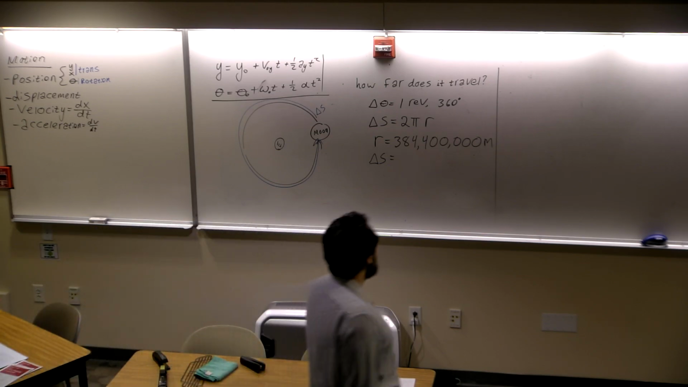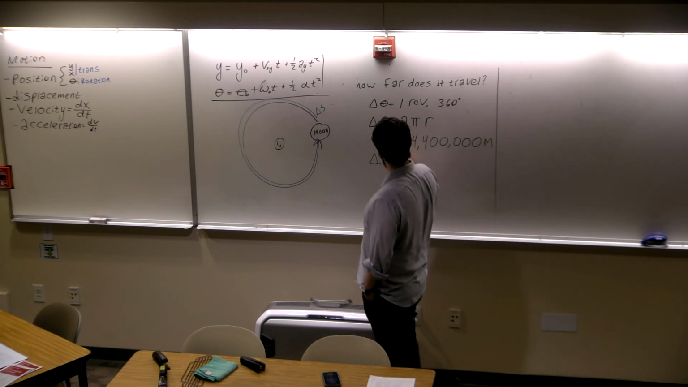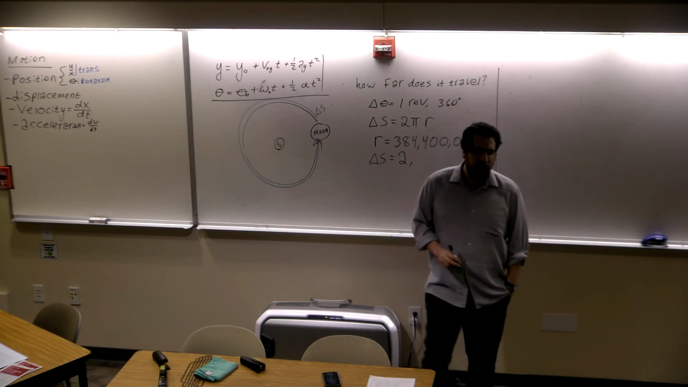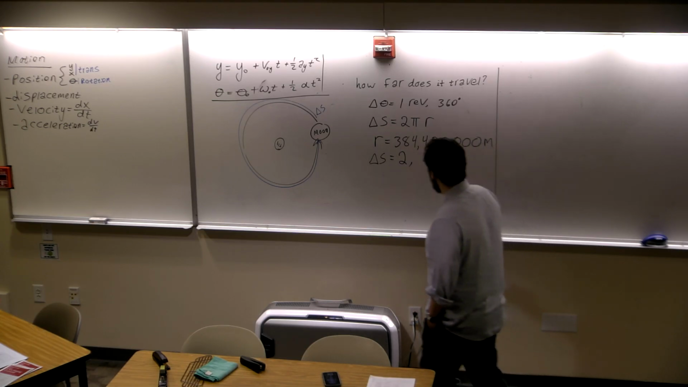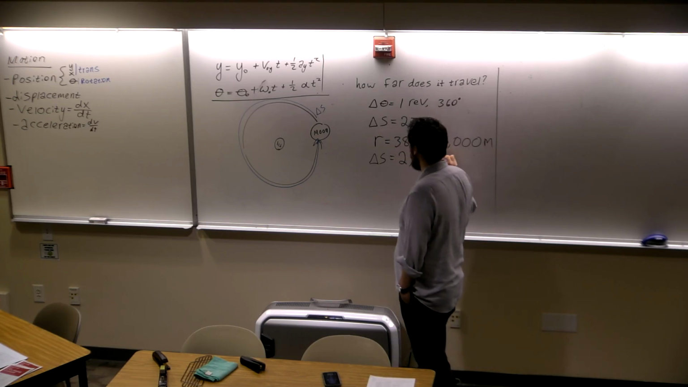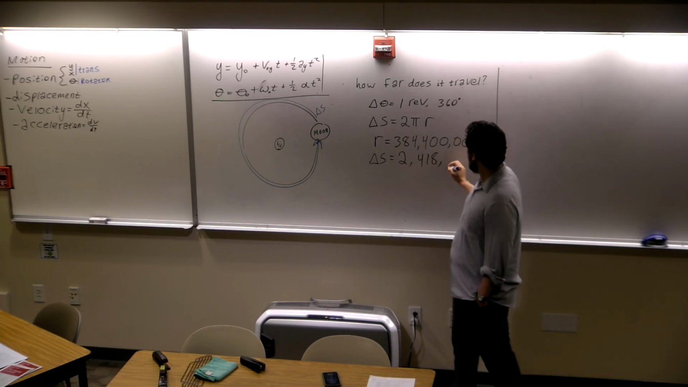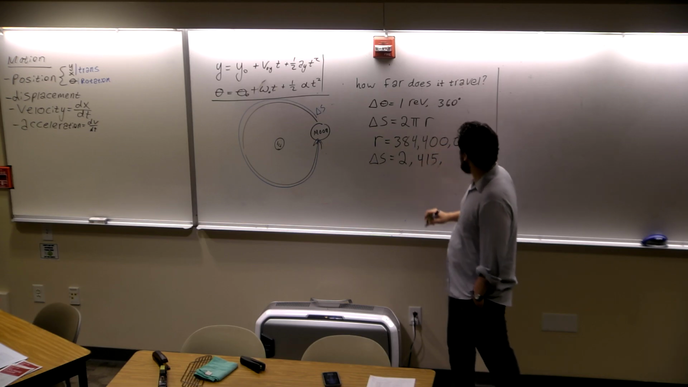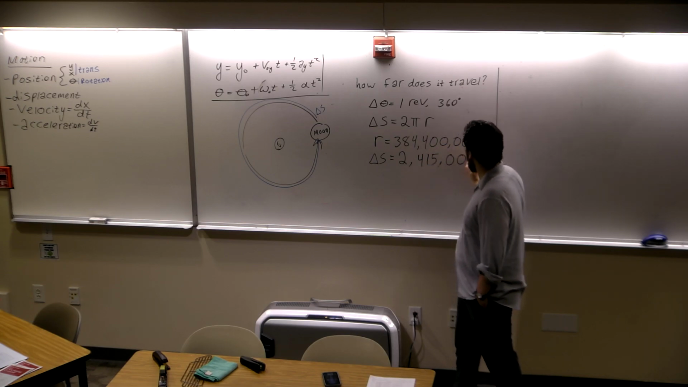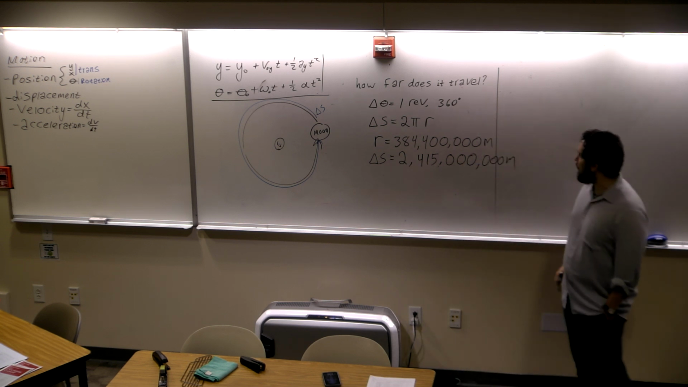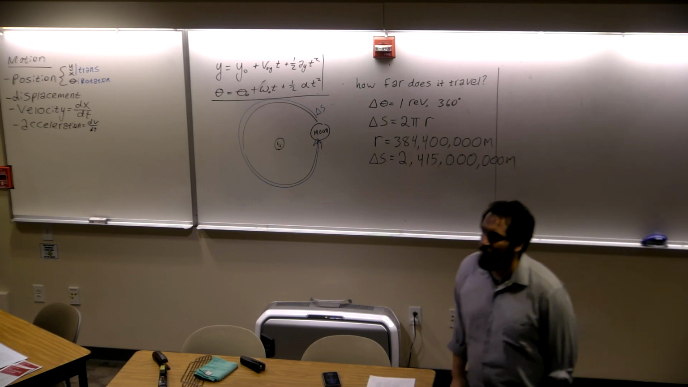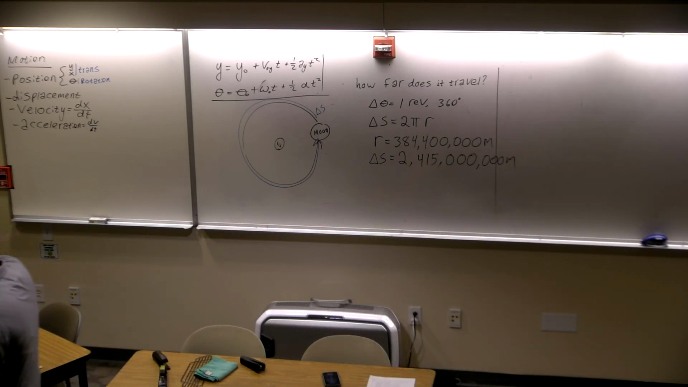All right, so you should have ended up with 2 billion, 415 million. And then sig figs says, let's round off the thousands and the hundreds place. So you get 2,415,000,000 meters, this huge, astronomically large distance. And that tells us how far the moon travels.